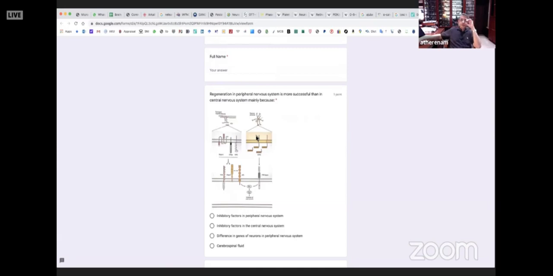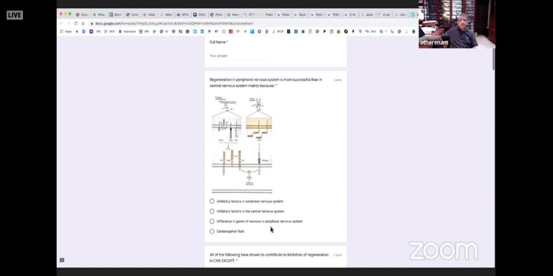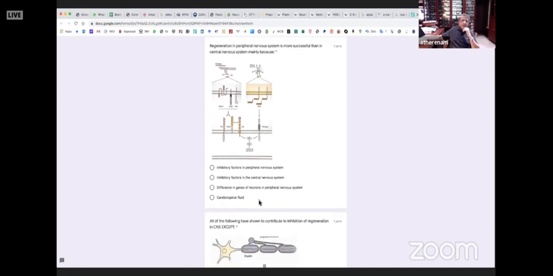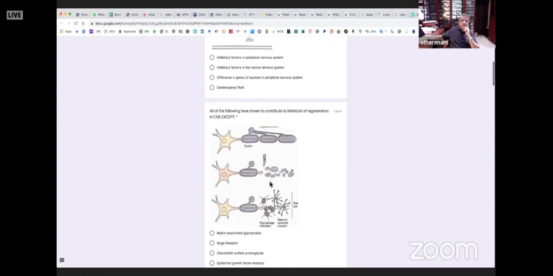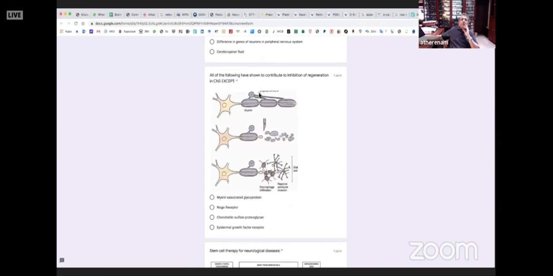So in this quiz: regeneration in peripheral nervous system is more successful than in central nervous system, mainly because of inhibitory factors in the central nervous system, that's what we talked about, and here is the diagram also. Not difference in genes of neurons in peripheral nervous system. Remember, those neurons, most of them are already in the central nervous system. And I showed an example that genetically the motor neuron can bypass through another graft. So there's nothing wrong with that. It is incapable of regenerating. There's not a difference in the genes. They all have the same genes. And cerebrospinal fluid, obviously, does not seem to have an effect on central nervous system or peripheral nervous system regrowth. All of the following have been shown to contribute to inhibition of regeneration.